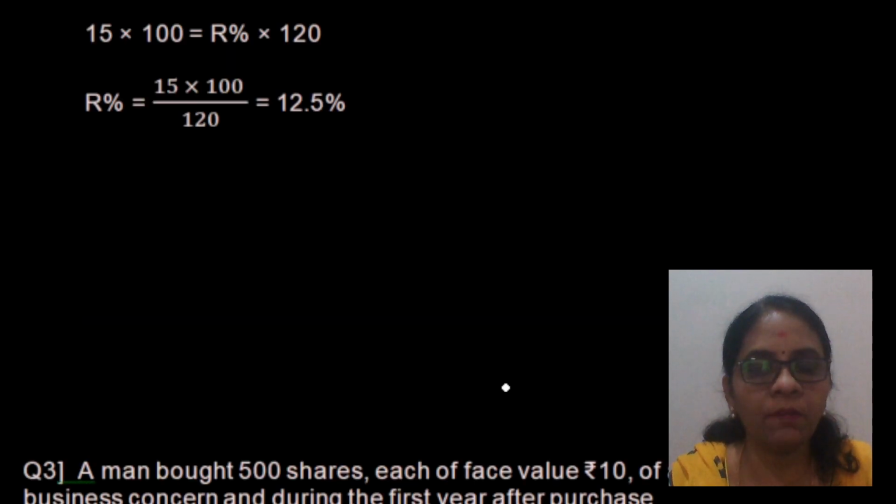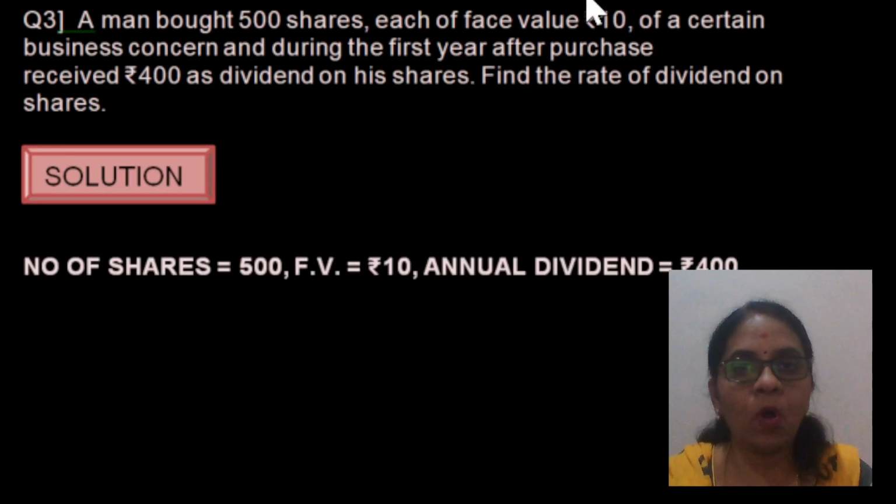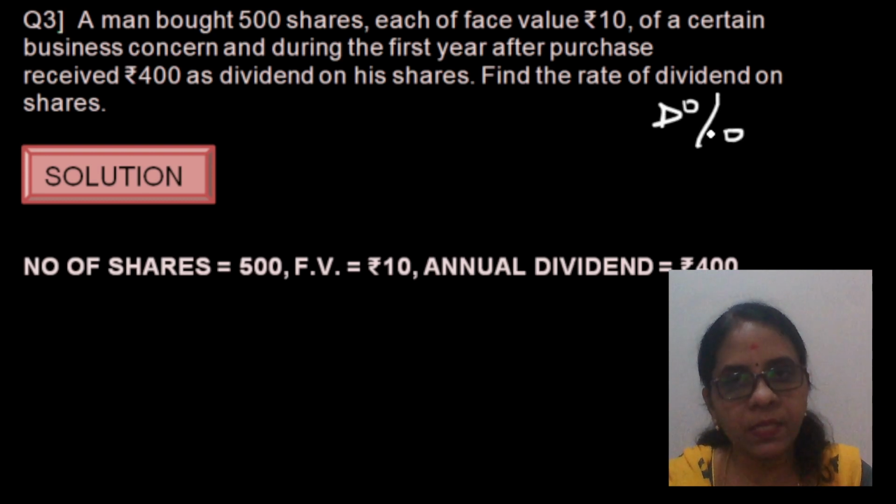This question, it's given a man bought 500 shares each of face value rupees 10 of a certain business concern and during the first year after purchase received 400 as dividend on his shares. Find the rate of dividend. So finding the rate of dividend is finding the percent, and you know number of shares, annual dividend and the face value. It's a very basic simple question.